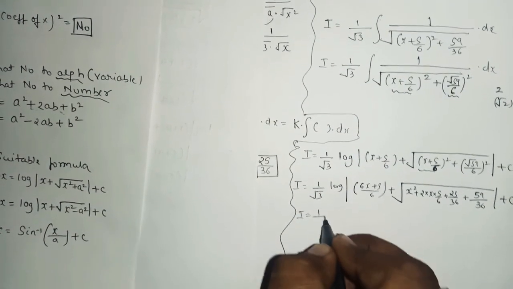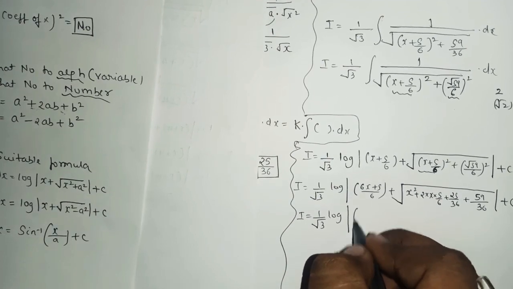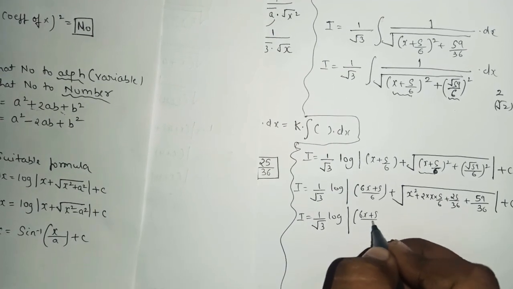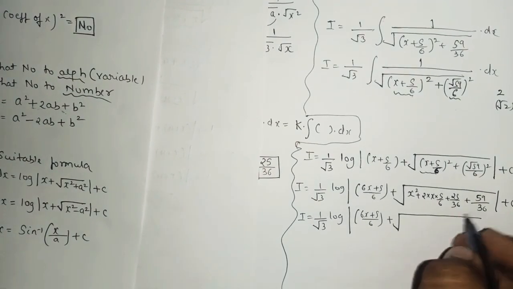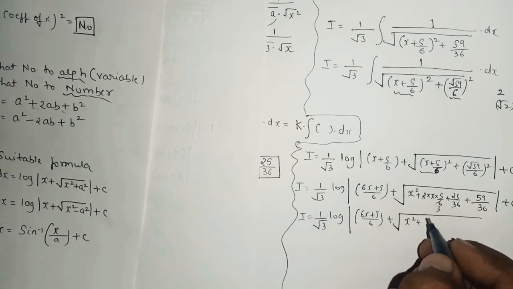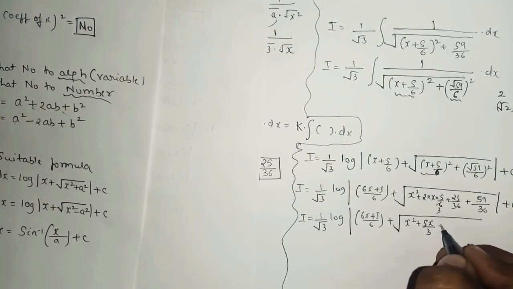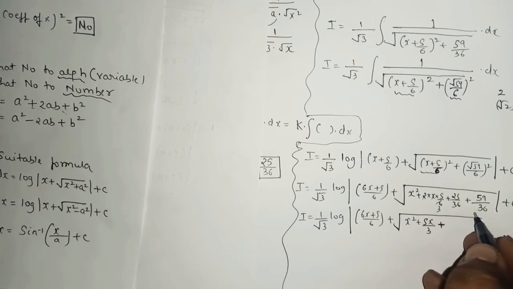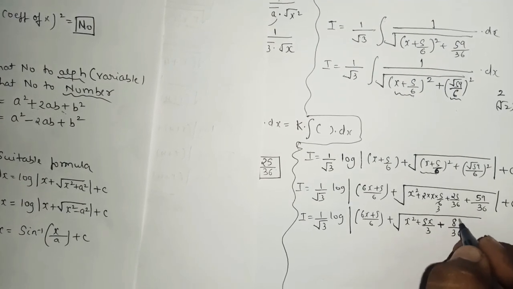I equals 1 upon root 3 log mod, so this part will be the same, 6x plus 5 upon 6. Okay, this will be what? x square plus 2 ones are 2, 3 twos are 6, so this will be 5x upon 3. As here clearly we can see that the denominator is the same, 25 plus 59, it will be 84.